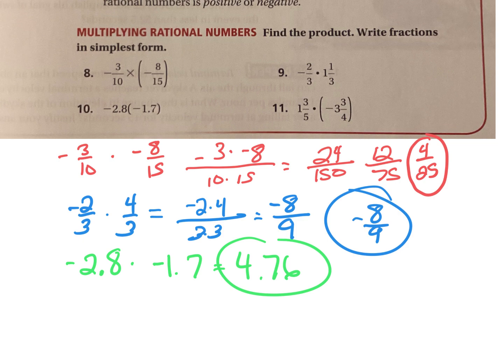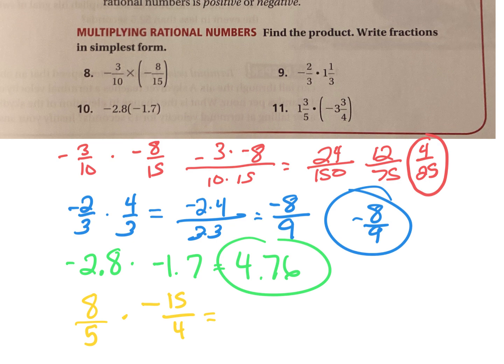I want to make those both into improper. So 5 times 1 is 5 plus 3 is 8. So we have 8 over 5. Then 8 over 5 times negative, let's see, 12 plus 3 is 15. 15 over 4.